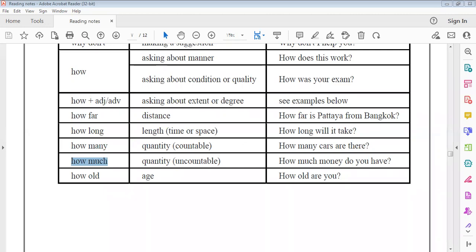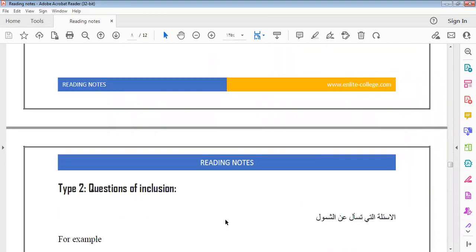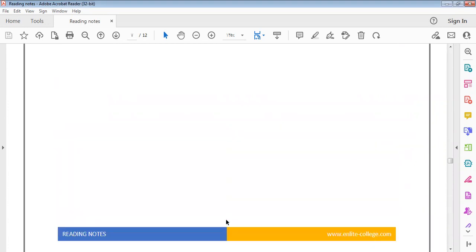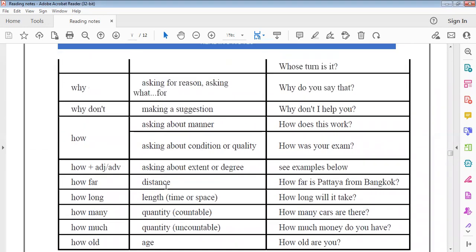So how much, I use it to ask about quantity of something uncountable, or to ask about the price. How old. I use it to ask about the age. So I say how old are you. You can say I'm 20, I'm 50. It depends on your age. Okay guys, so let's have a quiz.